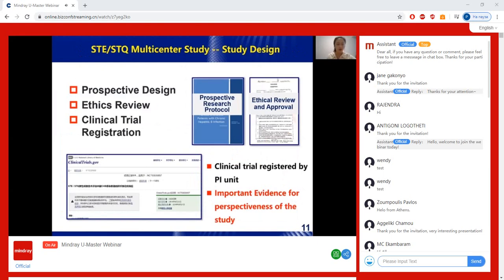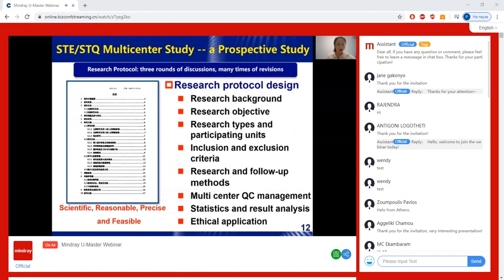The study was approved by the Institutional Ethics Review Board of each participating institution and registered online by principal investigators. These would be important evidence for the prospectiveness of this study. After 3 rounds of discussions and many revisions, the protocol of the study was finally confirmed. Every part of the protocol has gone through rigorous deliberation to make sure the protocol would be scientific, reasonable, precise, and feasible.